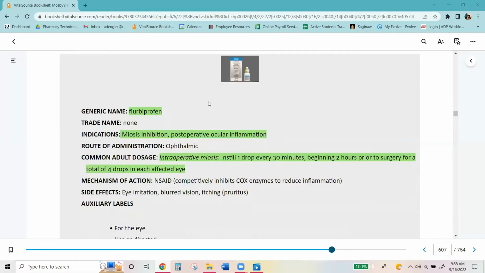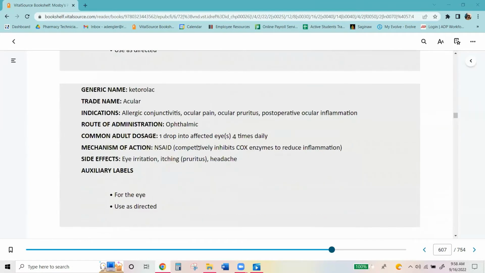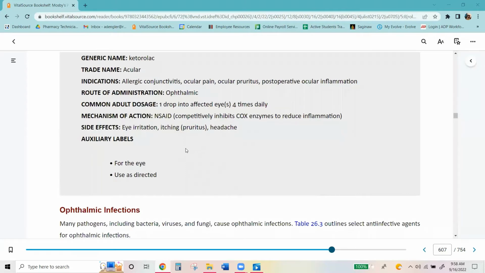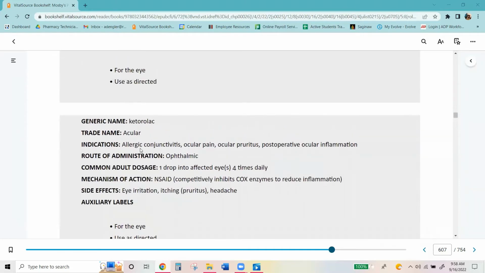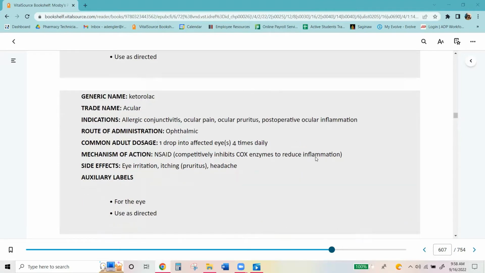Flurbiprofen is for meiosis inhibition and post-operative ocular inflammation. Ketorolac is used for allergic conjunctivitis, ocular pain, ocular pruritus, and post-operative ocular inflammation.